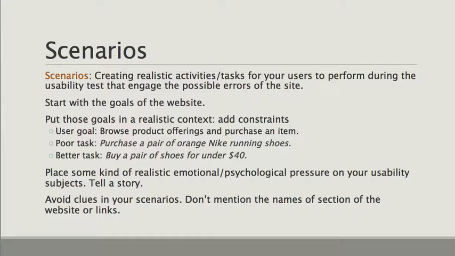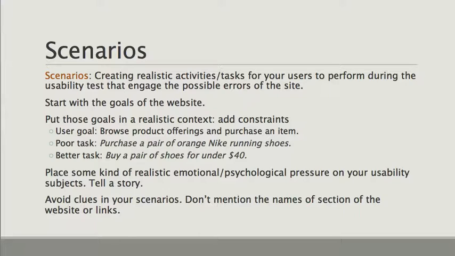So you start with the goals of the website and think about what those are, and you craft a scenario around that. You'll put those goals into a realistic context, but you'll also add constraints. So you imagine where the user might get lost, or ways that you can kind of predict ways that the user can get lost or not navigate the site well. You need to think about the user goal. So to browse a product offering or product offerings and purchase an item. So this is the user goal.